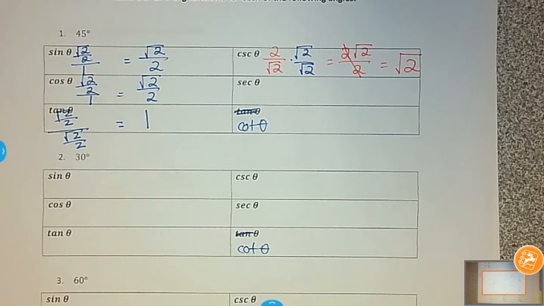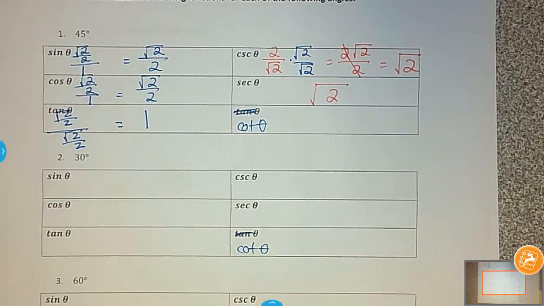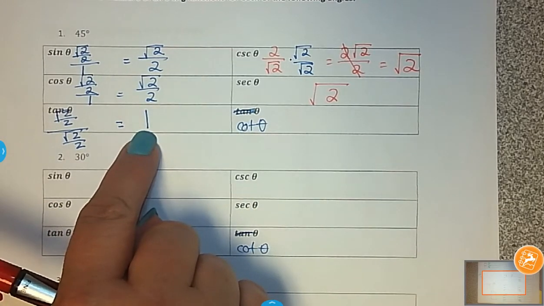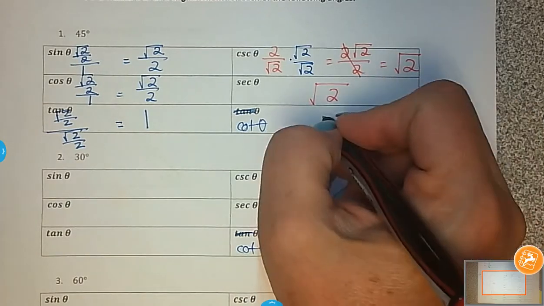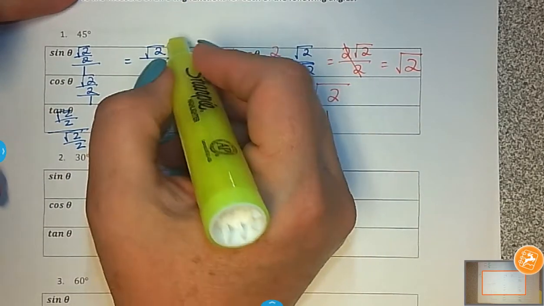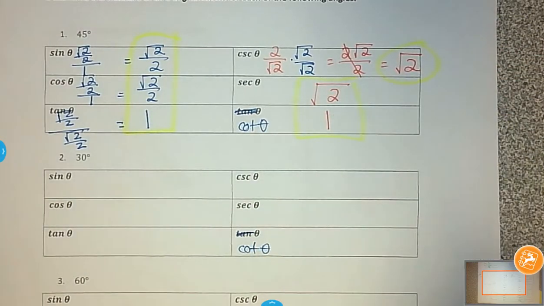Anybody know what the secant of theta is going to be? It's also going to be the square root of 2 because it's the same work all over again. And for cotangent, I have to flip 1. What do you get when you flip 1? 1. Okay, so there you go.